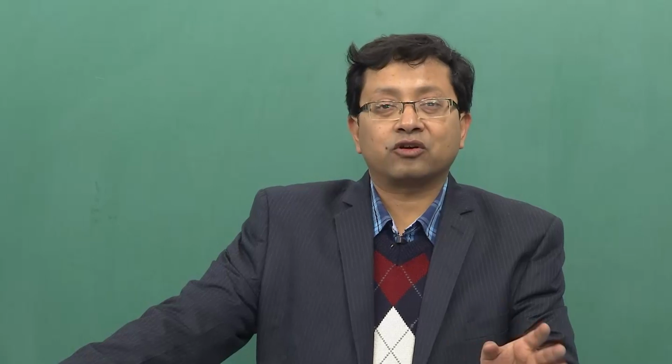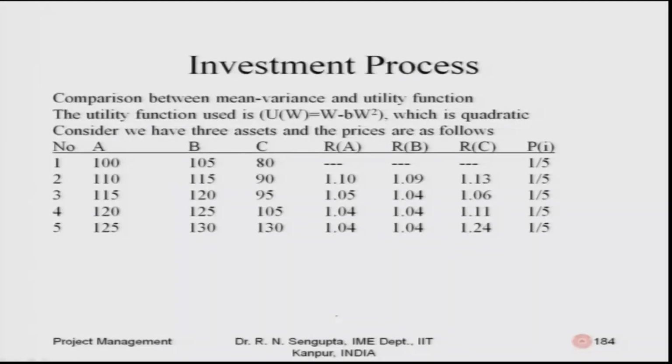And the mean variance theorem was basically the work done by Markowitz, for which and other work he won the Nobel Prize. So, we will consider the mean variance concept from the point of view of investment and the utility function. Consider the utility function as a quadratic, where b is the parameter for the quadratic utility function, and we have 3 assets and the prices are given as in this table.